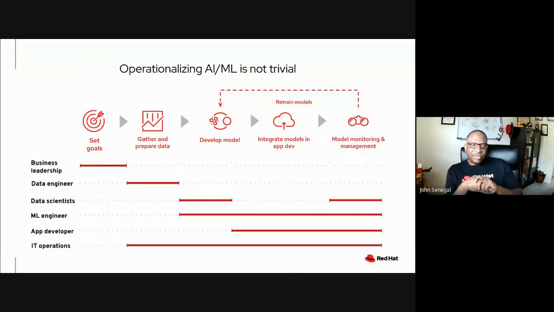So let's get started with what are some of the problems that exist in operationalizing AI ML? We know that it's not trivial. We know that as part of this whole life cycle of creating models, you have to have business leadership that understands the problem space and what they're trying to accomplish. And then of course you got to find and scavenger hunt for the right kind of data, parse that data, clean that data, make it available to the data scientists, who then build the models, who then you work with developers to integrate those models.